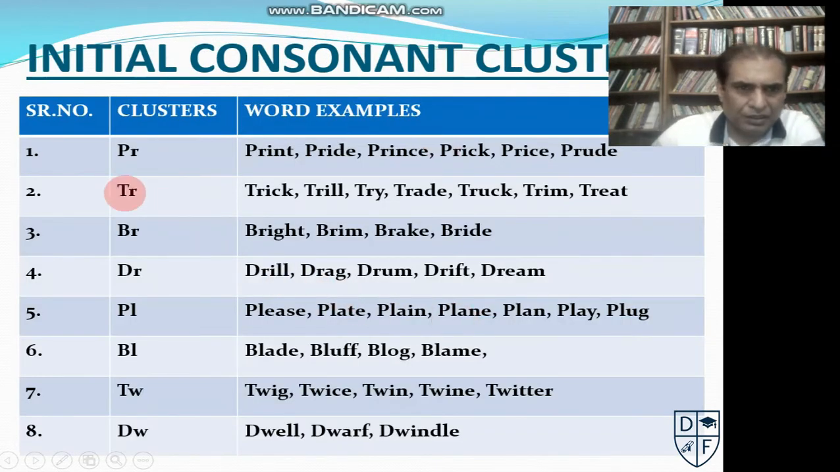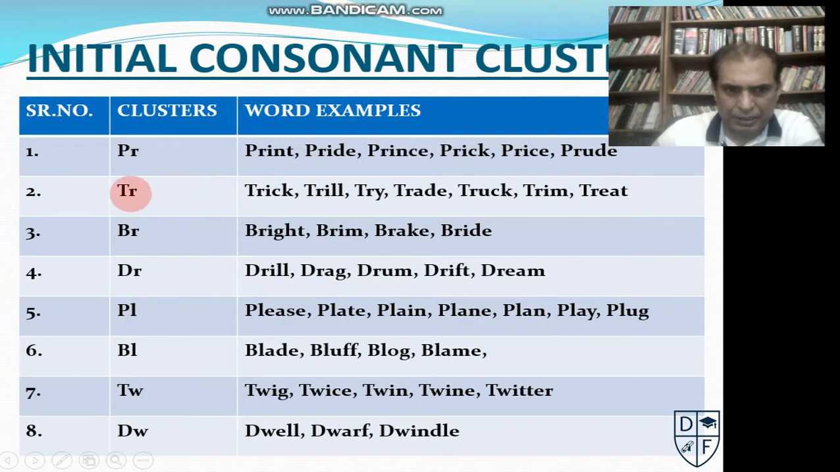Here are some examples of clusters. PR, like in the words print, pride, prince, prick, price, prude. So PR in all these six words: all these six words have the consonantal cluster PR.